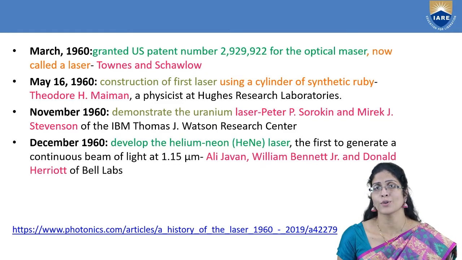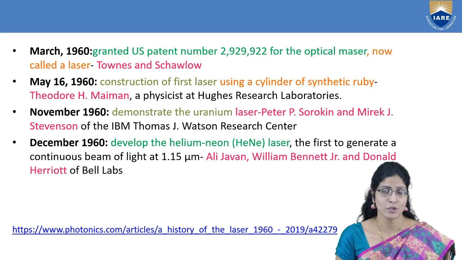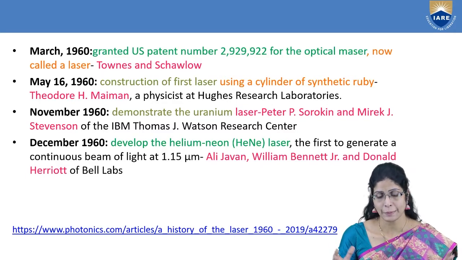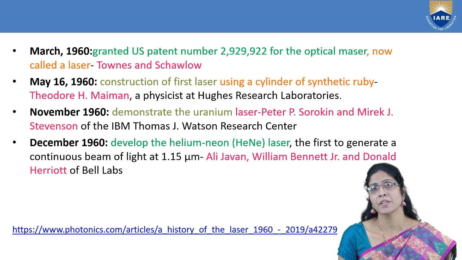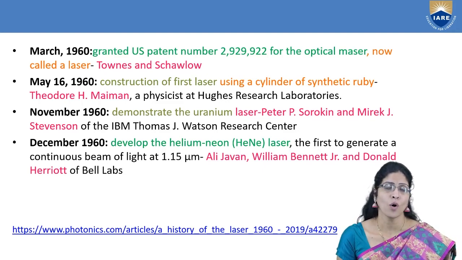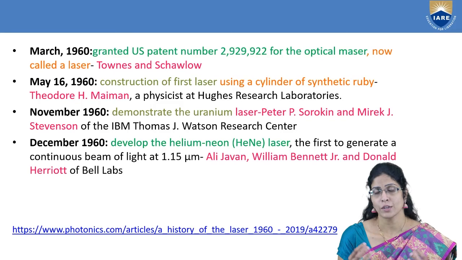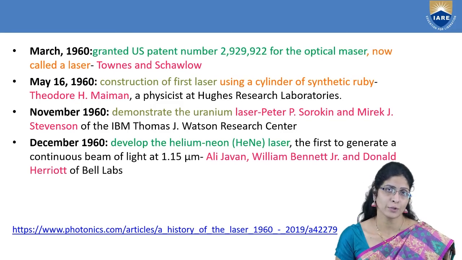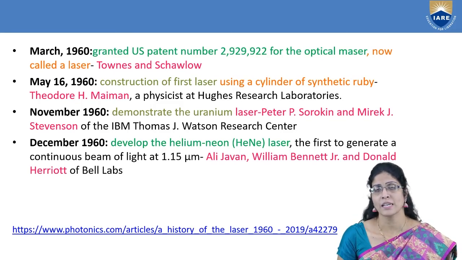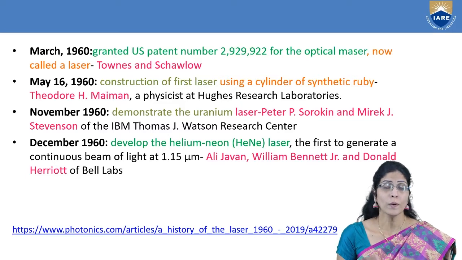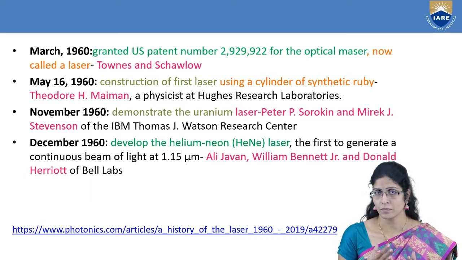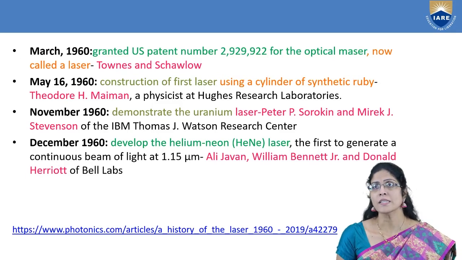By the end of December 1960, they could even extend their knowledge of solid state lasers to gaseous lasers, where they were able to develop the helium neon laser by taking a glass tube and filling it with helium and neon in a particular ratio, and then they were able to see the laser light coming out. This was able to overcome all the negative drawbacks of the solid state laser which was invented by Maiman. This was done by Ali Javan and his co-workers at Bell Labs.